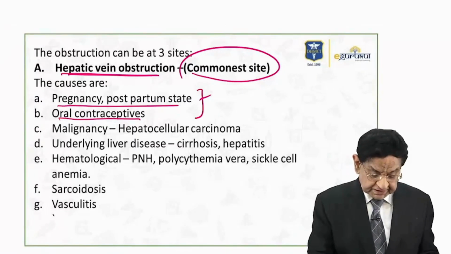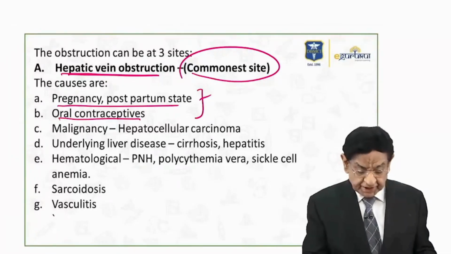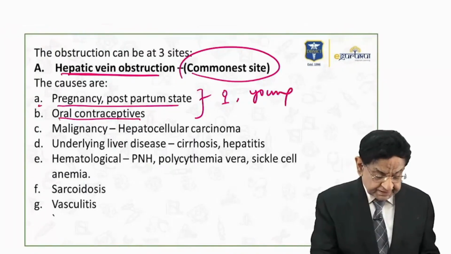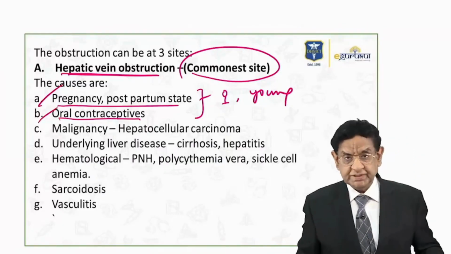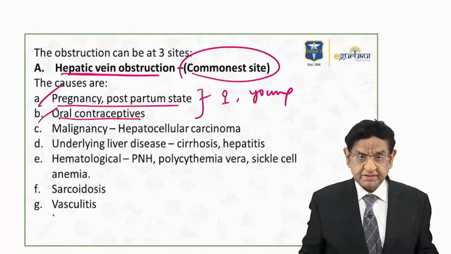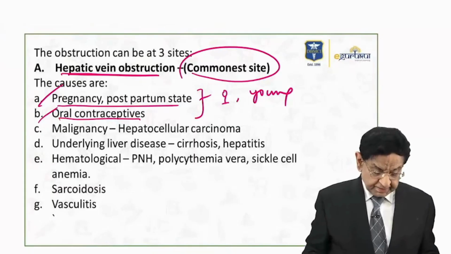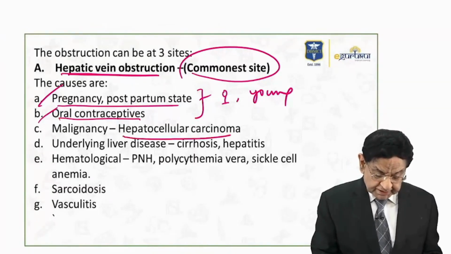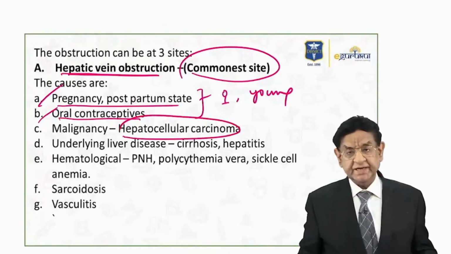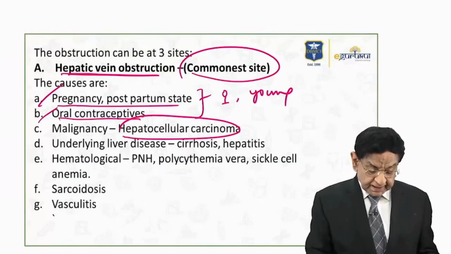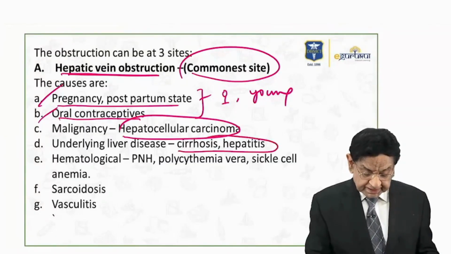So now what else are we getting information from? This means this hepatic vein obstruction is very common in females. Young females, why? Pregnancy and oral contraceptive are usually the concept of young or middle-aged ladies at the most. Malignancy, hepatocellular carcinoma is a very important condition. It can invade hepatic vein. Underlying liver disease like cirrhosis or hepatitis.